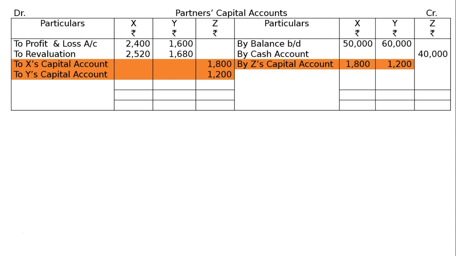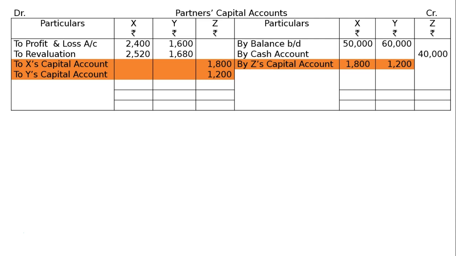and it will not be shown in the debit side, and Z's current account will be shown in the asset side. And in this question they have solved in this way, but I have solved it in a little bit different manner. That's why you can follow uniformity in solving the questions by Z's capital account.